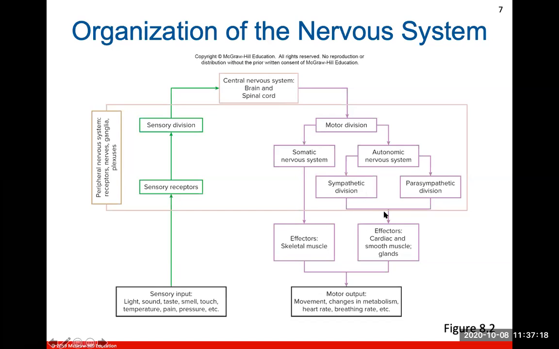So its effectors will include anything internally. So again, things that are under subconscious control. This will happen involuntarily. You don't tell your cardiac muscle when to beat. You don't tell your smooth muscle when to move things along your digestive tract. Those will happen without you knowing, which is a good thing. So all of these are described as the motor output, movement of your skeletal muscles, changes in metabolism, heart rate, breathing rate, etc.